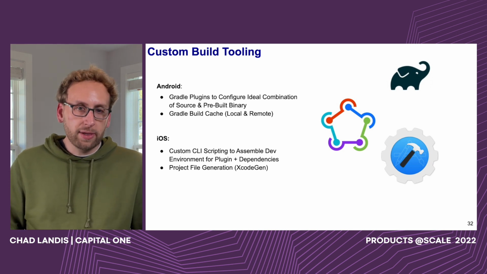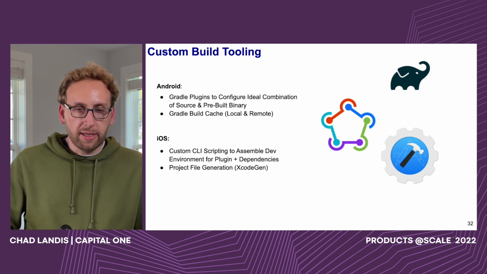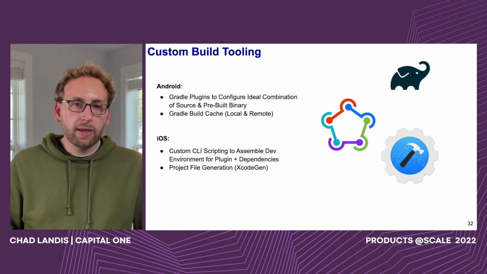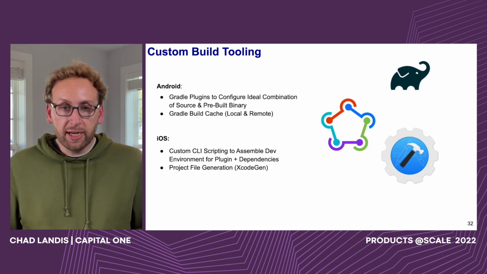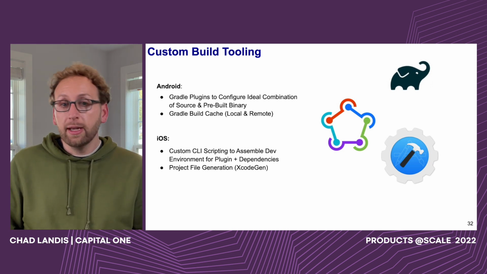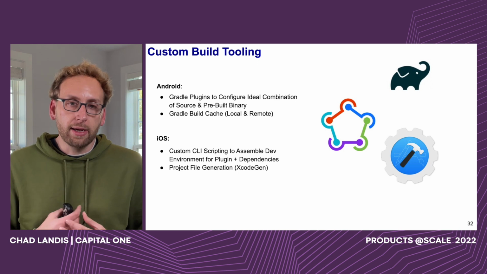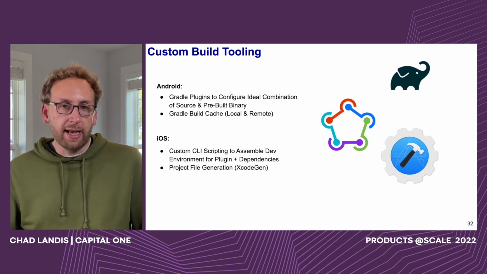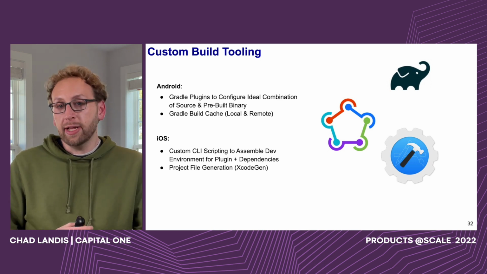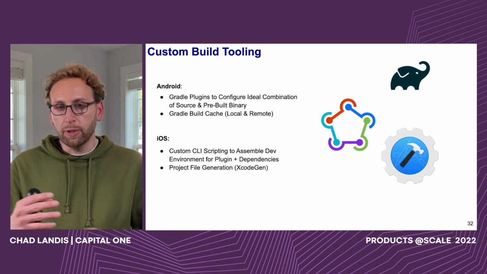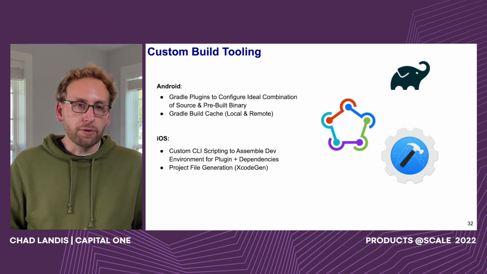On the iOS side, we have a custom command line interface that we use to run a bunch of different scripts and assemble and set up your development environment correctly. And this will also make use of XcodeGen to actually generate Xcode projects. So in a similar manner, you can say, I would like just these 3 modules, right? These plugins are the ones that I care about. And then we'll set up a development environment that has all the dependencies you need, plus those 3 plugins and your test targets and nothing else. So you're just building and running the code that matters to you instead of the entire build graph.